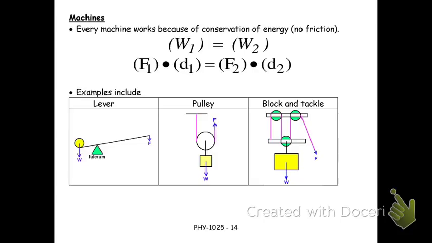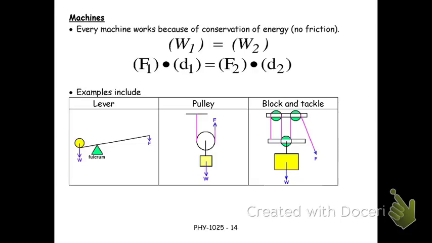So you want me to pull down that tree? In principle, I can do it. I can apply a force and pull down that tree. But in practice, I can't. And so it's not that I've not got enough energy. It's that I don't have enough strength. And so along came the invention of simple machines.